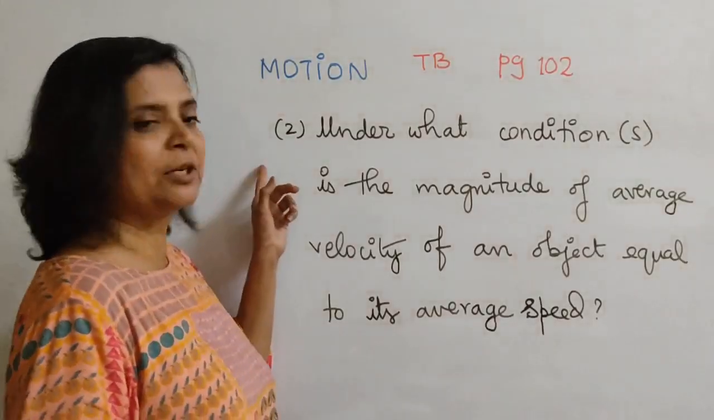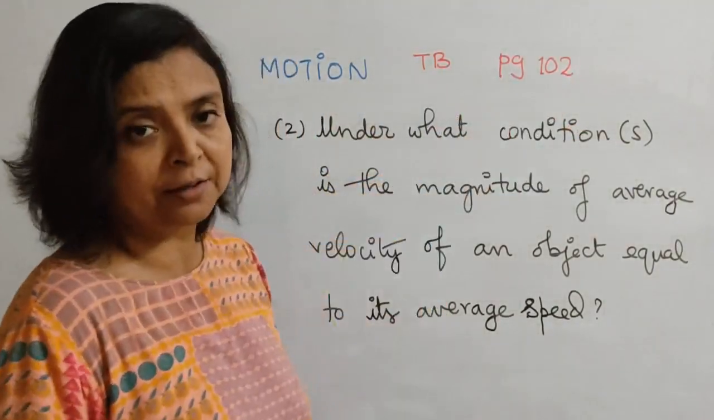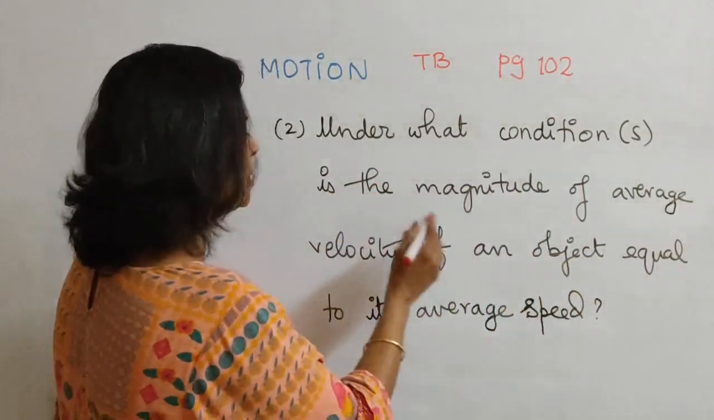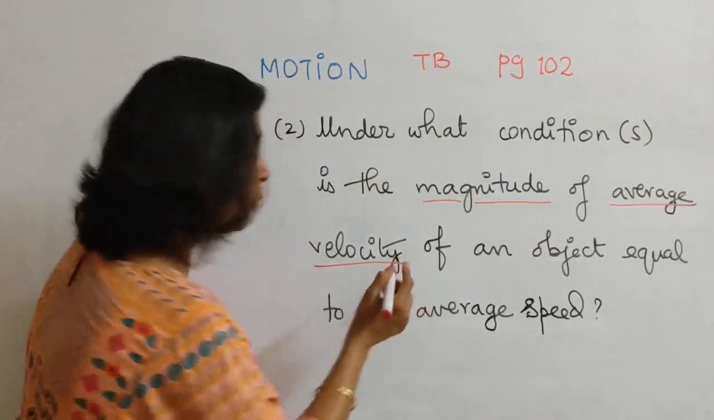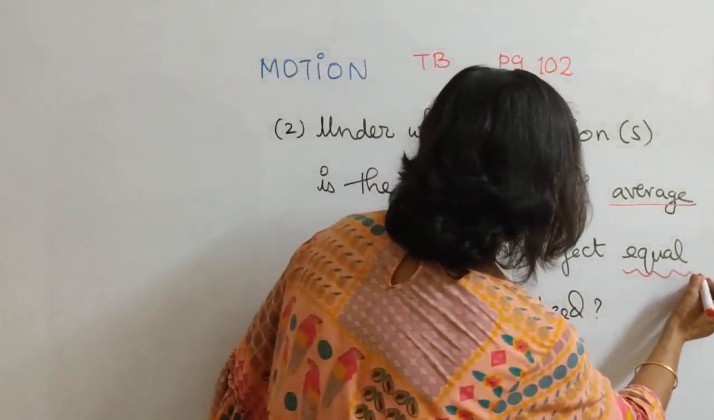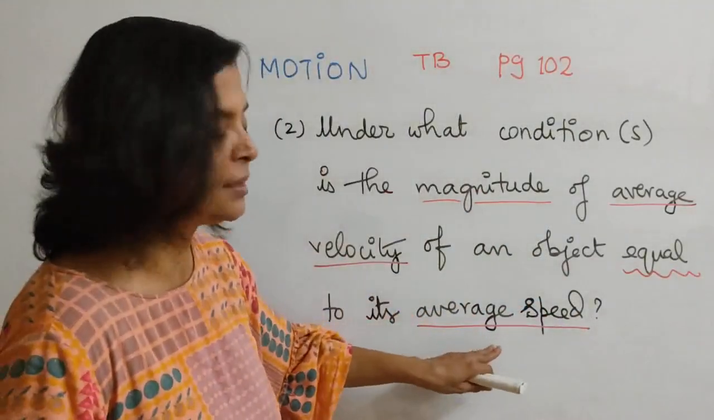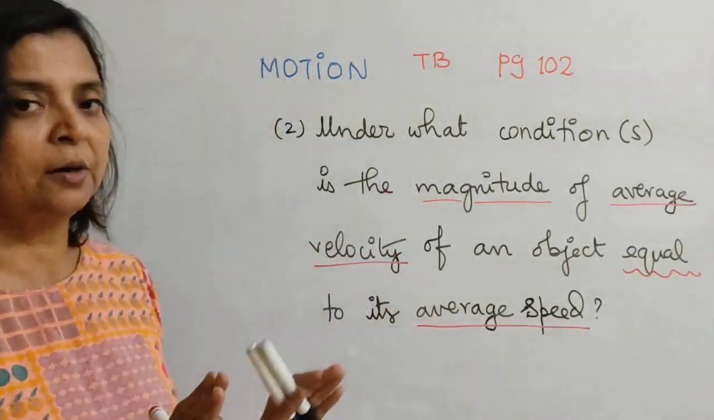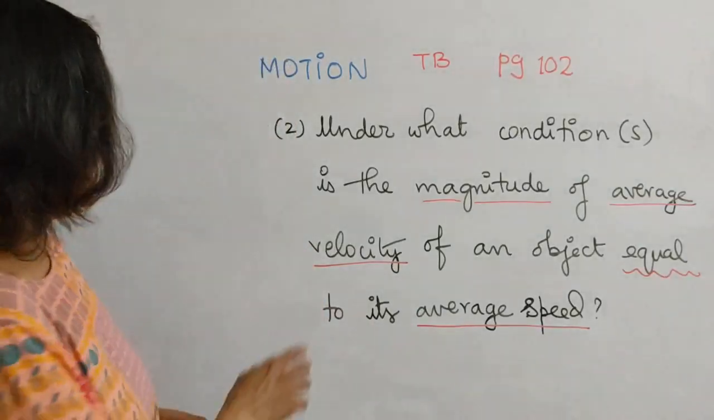Well, this is the second question of the textbook, that is the in-text question on page number 102. It reads as follows: under what condition or conditions is the magnitude of the average velocity, which is a vector, of an object equal to its average speed? Well, this is a scalar and this is a vector. So we will have to ensure there is no problem with the direction. So the answer is obvious.